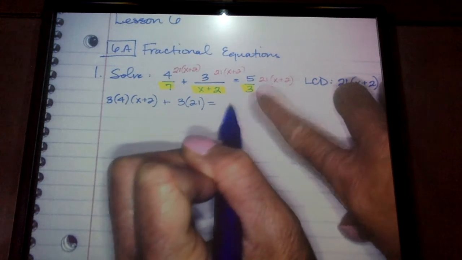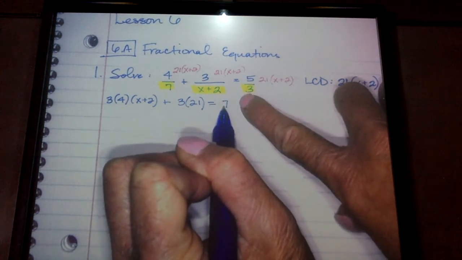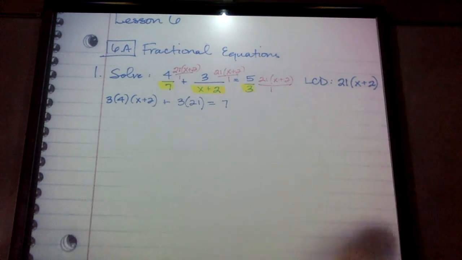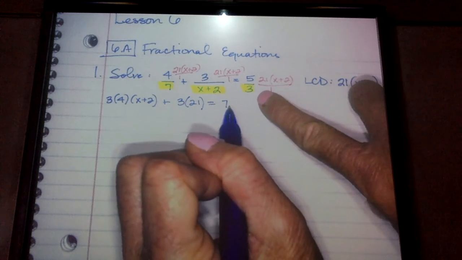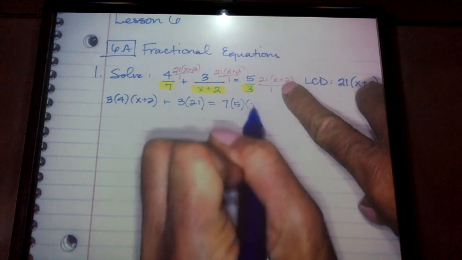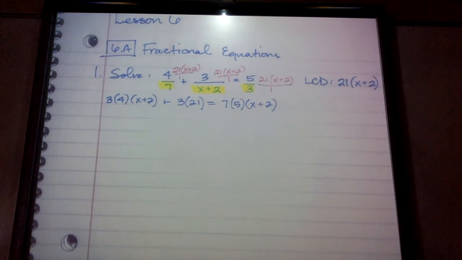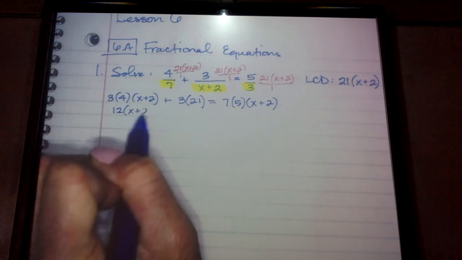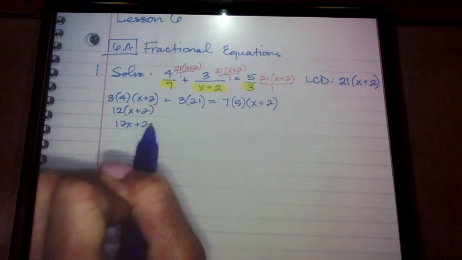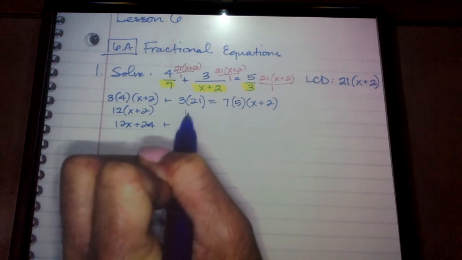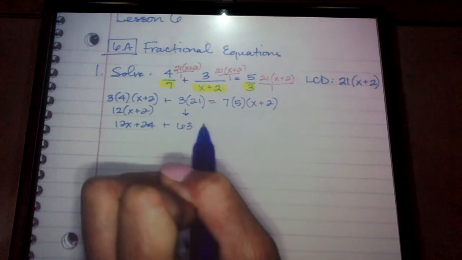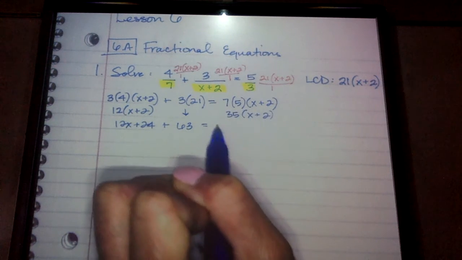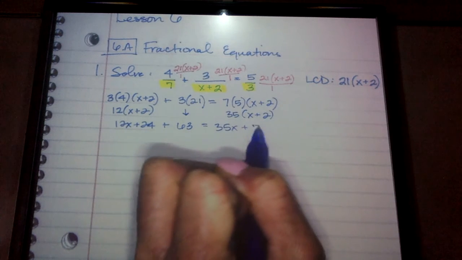equals 21 over 3 is 7, right? 21 divided by 3, because there's an invisible. Remember, this is over 1, this is over 1, over 1. So 21 over 3 is 7. Times, I still have the 5 times the x plus 2. And from here, I'm going to simplify. So this is really 12 times x plus 2, which would give me 12x plus 24, plus 3 times 21 would be 63, equals 7 times 5 is 35, and then 35 times x plus 2 would give me 35x plus 70.